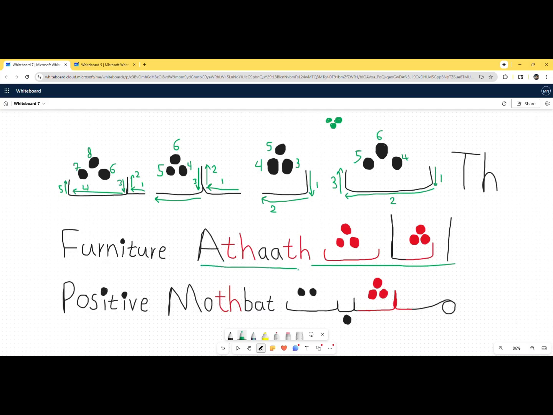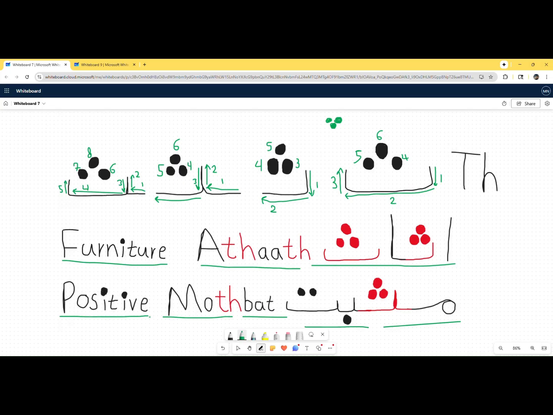Athath is the word used for furniture. You also have the word mosbat, and it refers to the word positive. You use this to say, okay, I have a positive number. You will say mosbat.